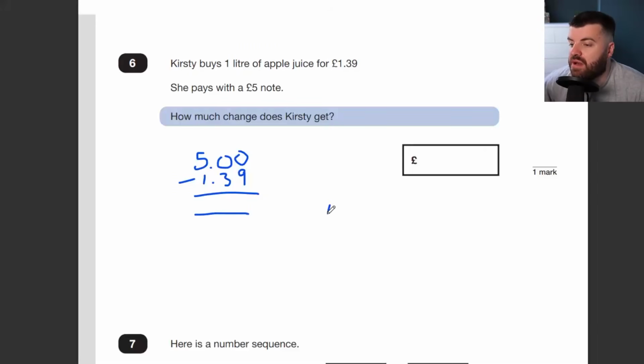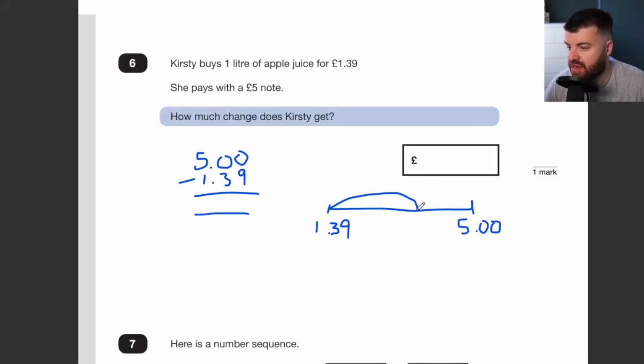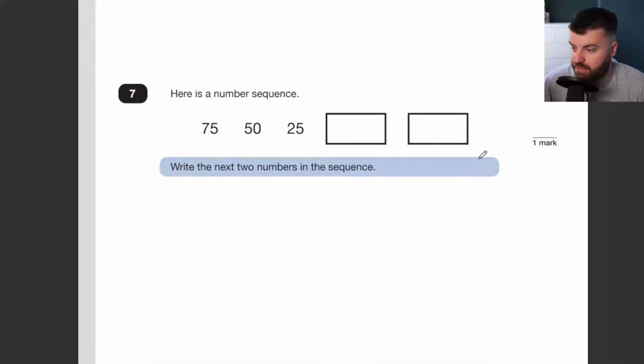Or what you might want to do if you're more confident, you can count up to calculate change. So starting at £1.39, you're going to work out the difference up to £5. The way to do that is to know your number bonds to 100. If I already have 39, then I know I need to add on 61 pence to get to the next pound, which is £2. Then £2 to £5, sorry, I'm getting ahead of myself, is £3. So £3, 61 pence, put it together, and that's how much change she would have received, £3.61.